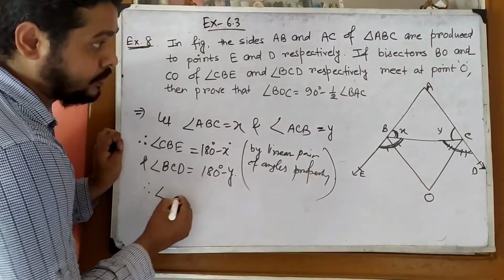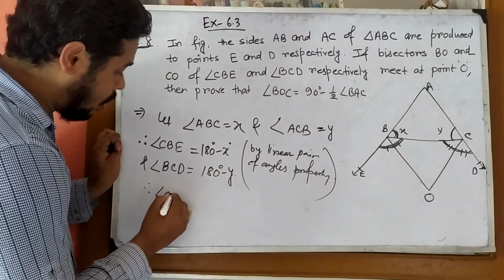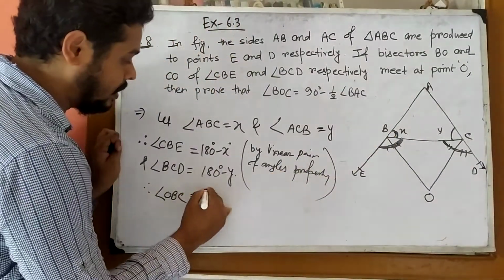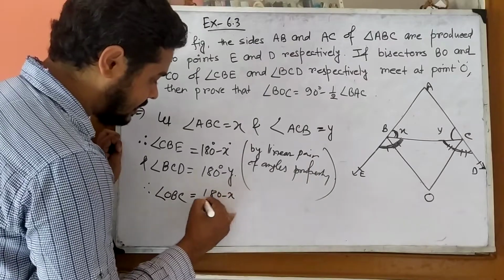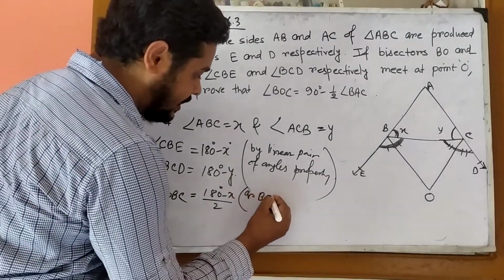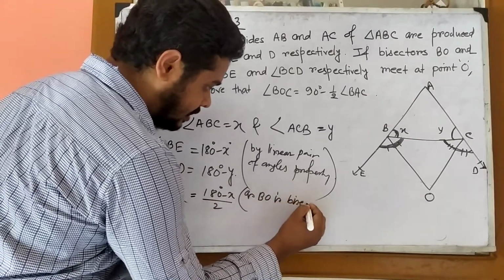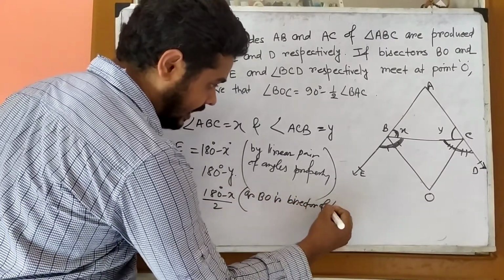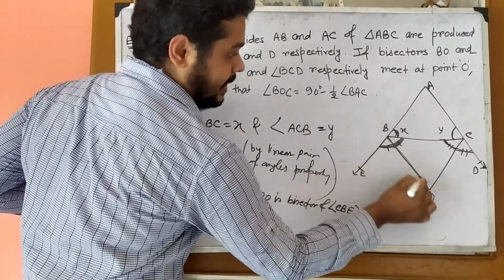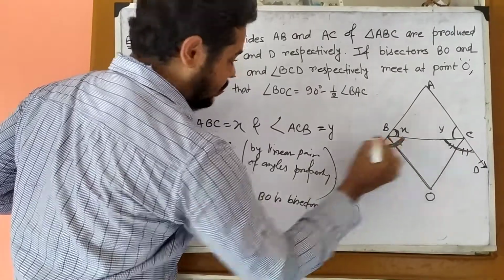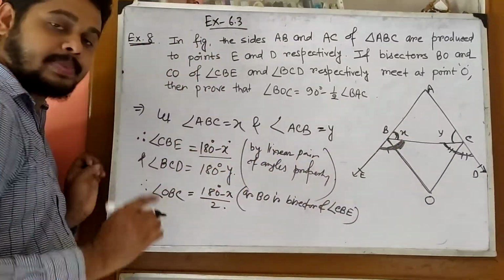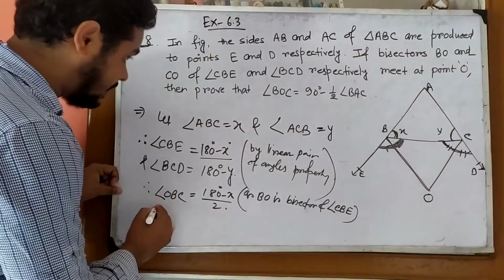Therefore angle OBC, this part, will be (180 minus X) by 2, because BO is the bisector of angle CBE. This whole angle is 180 minus X, therefore one part will be (180 minus X) by 2, dividing by 2.